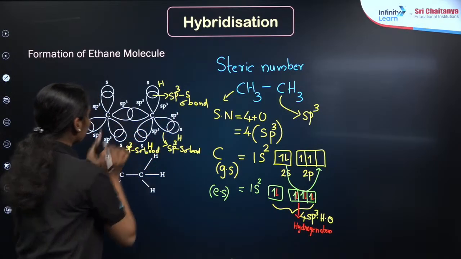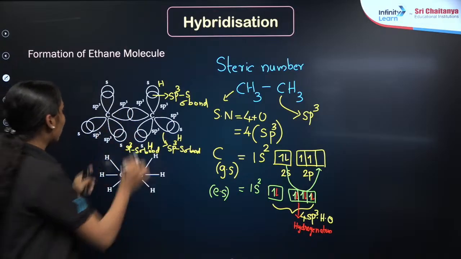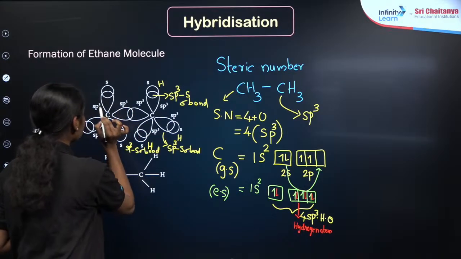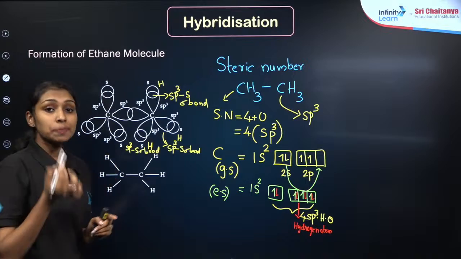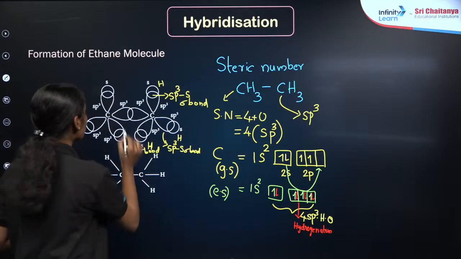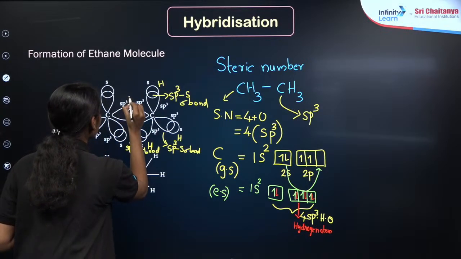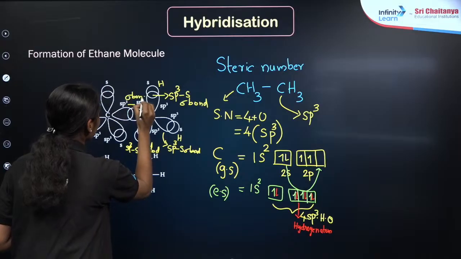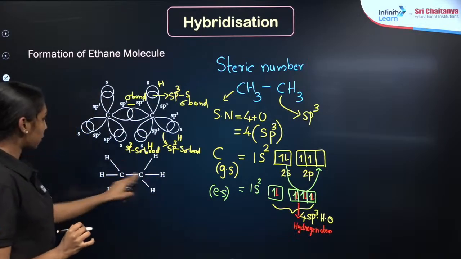Then what about here? Here there are 2 sp3 hybridized orbitals. One sp3 hybridized orbital of one carbon atom overlaps with another sp3 hybridized orbital of the other carbon atom, so it will form an sp3-sp3 sigma bond. So this will represent the structure of the ethane molecule. Clear?